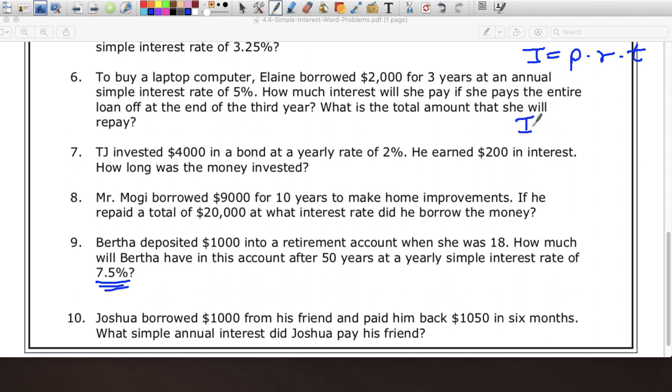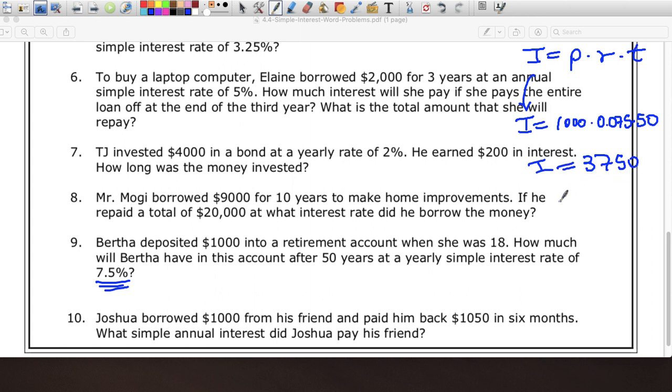So interest, we're trying to find out how much Bertha earned. So the principal was $1,000. The rate was 7.5 or 0.075. And the time, 50 years. Oh my God, I'm very curious here. So 1,000 times 0.075 times 50 is 3,750. Triple her money. So just in interest, Bertha would have earned 3,750.